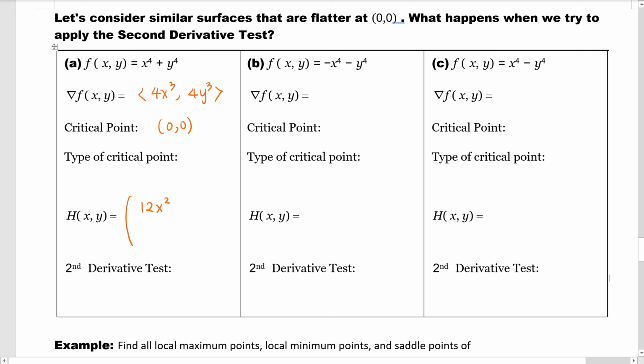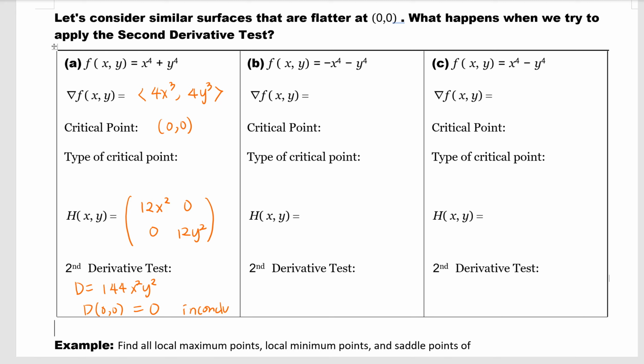The Hessian is 12x squared, 0, 0, 12y squared, and then D equals 12 times 12, which is 144x squared y squared. But you can see when we plug in (0, 0), D is just 0. So the second derivative test is inconclusive. But we know x to the 4th looks like a parabola. It opens up, and then plus y to the 4th, so it also opens up.